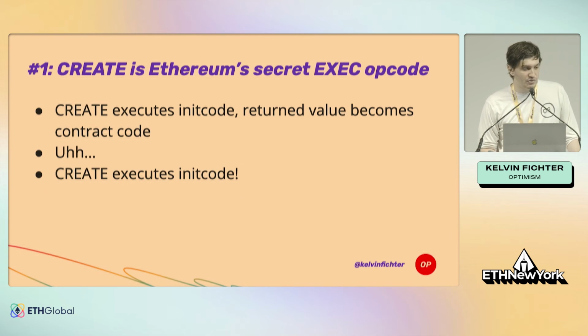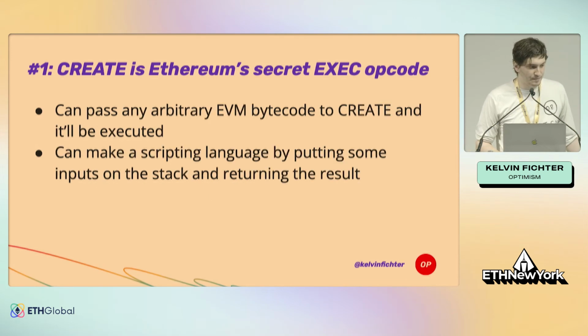And great, so create. This is number 1. This is probably the coolest one that people don't really think about. When I talked earlier about contract creation, I said that create executes an init code, this initialization code, creation code, and whatever that code returns becomes the contract code. And the secret thing in here is that create executes the init code. So create executes arbitrary EVM bytecode.